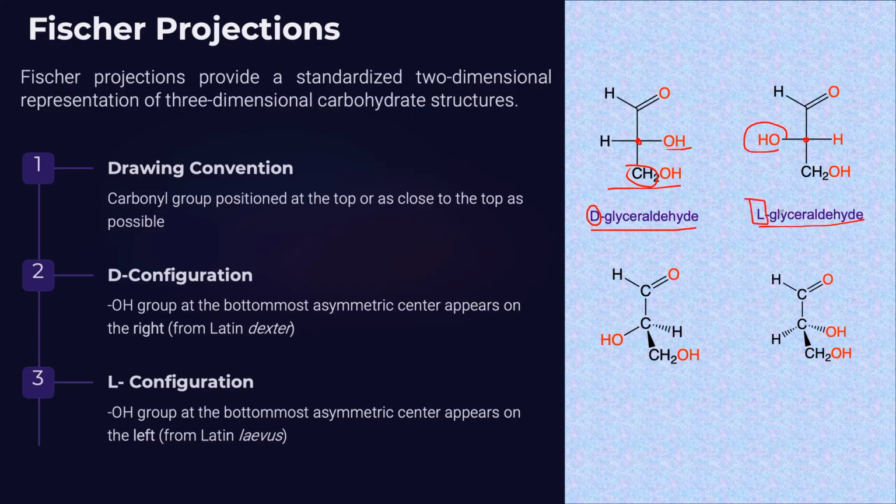So if you see D and L, the very simple way of looking at the structure is looking at the hydroxyl group here. If I have another center here, the position of this does not decide whether it's D or L. Only the position of the hydroxyl group at the bottommost center does. You can write multiple carbons. We will look at this as we move along this lecture.